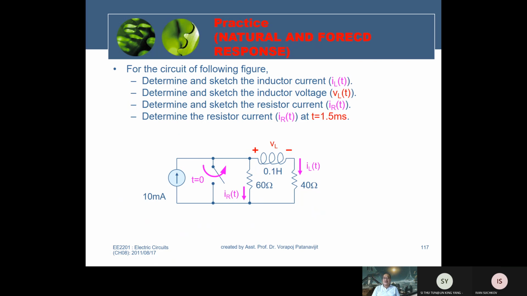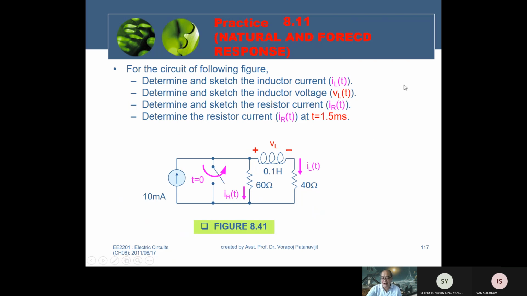Now, another example that we show you is here. For the circuit in the following figure, determine and sketch the inductor current, determine and sketch the inductor voltage, determine and sketch the resistor current, and determine the resistor current at time equal to 1.5 milliseconds. For this circuit, you can separate the analysis into time zones: time less than 0 and time greater than 0.